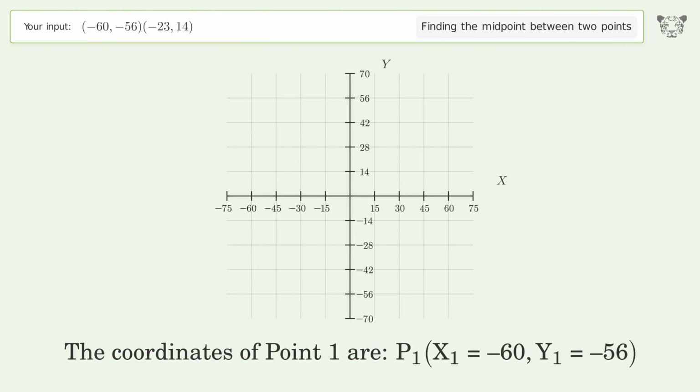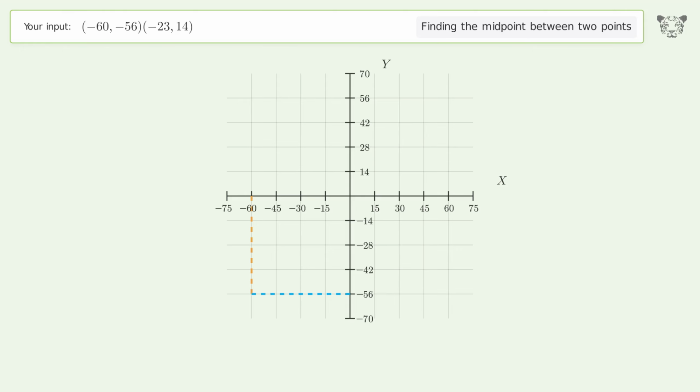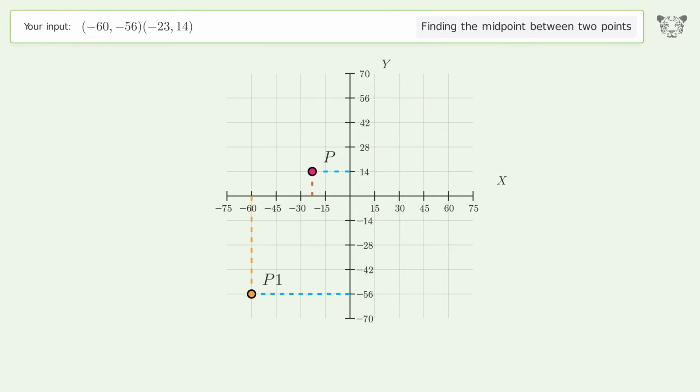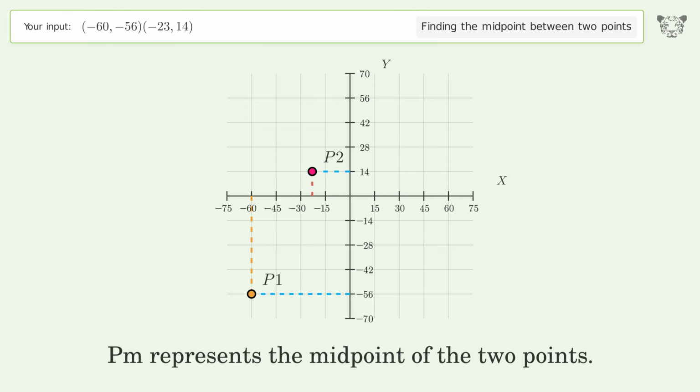The coordinates of point 1 are, x1 equals negative 60, y1 equals negative 56. The coordinates of point 2 are, x2 equals negative 23, y2 equals 14. PM represents the midpoint of the 2 points.